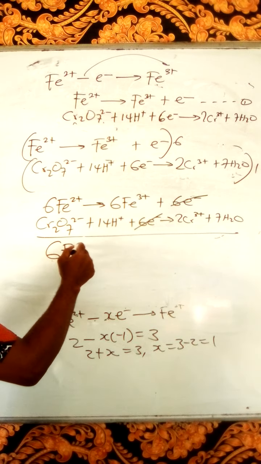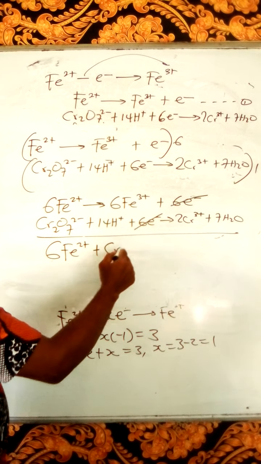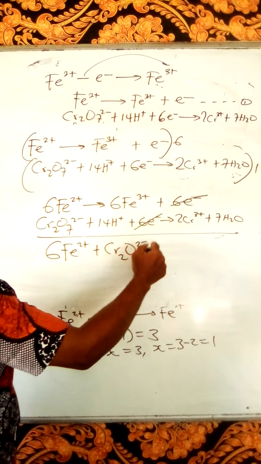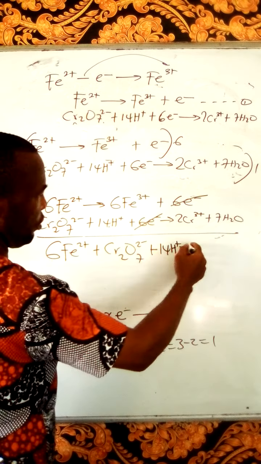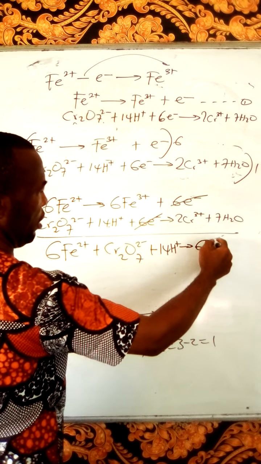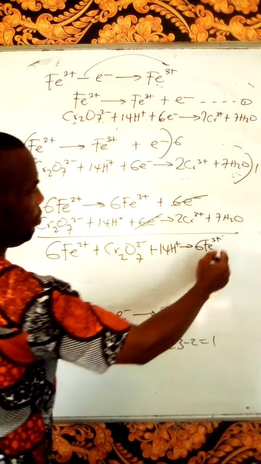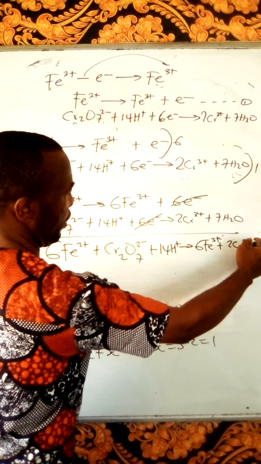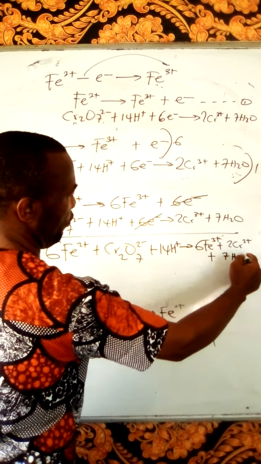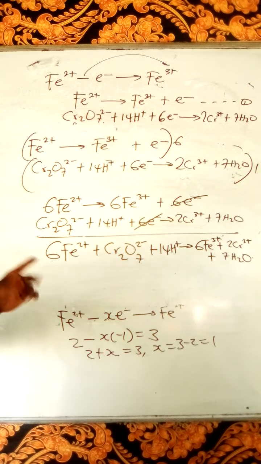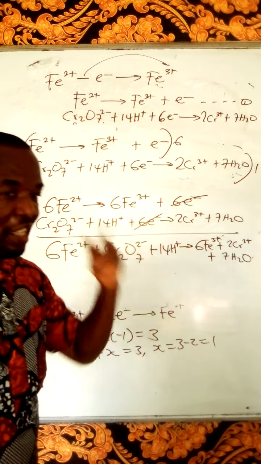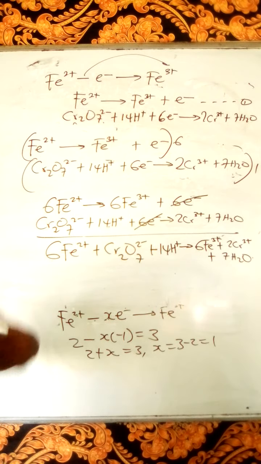We have 6Fe2+ plus Cr2O7 2 minus plus 14 moles of hydrogen ions, giving us 6 moles of Fe3+ plus 2Cr3+, then plus 7 molecules of water. So this is the balanced equation. How do you know it's balanced? You check it yourself, the atoms first, because sometimes an ionic equation may have the atoms balanced, but the charges may not be balanced, and then you cannot call it a balanced equation.